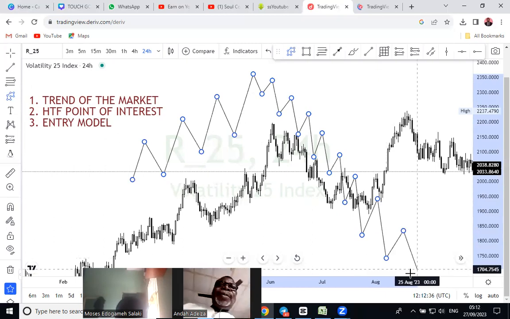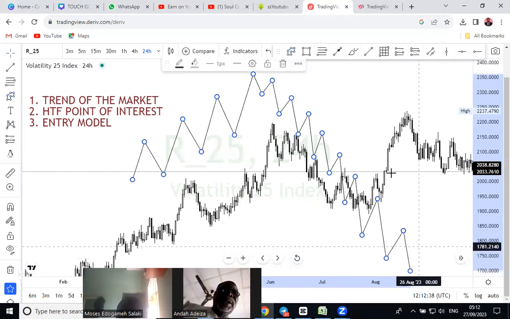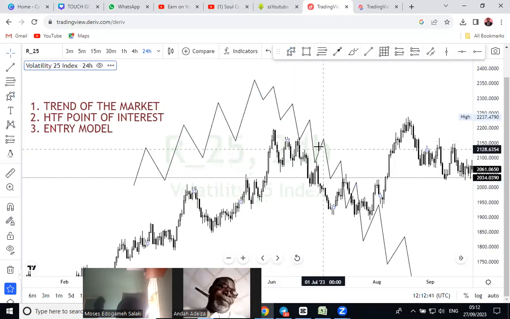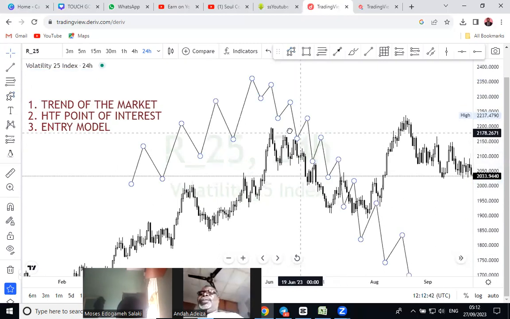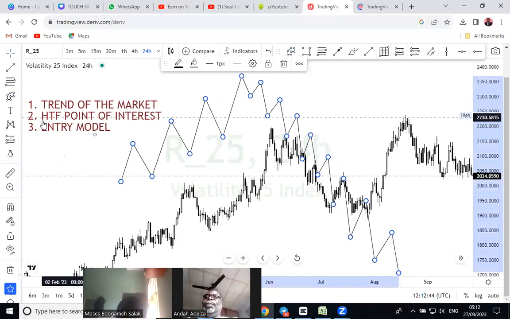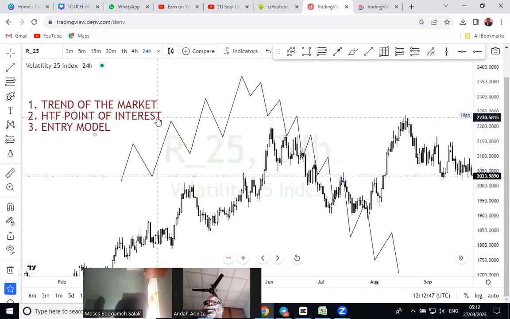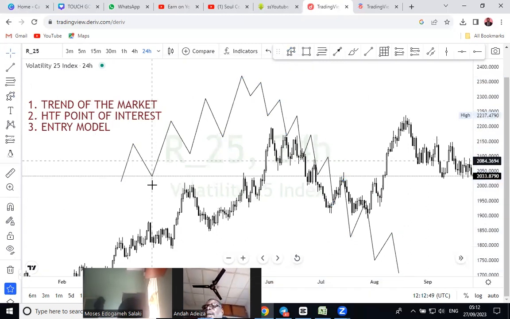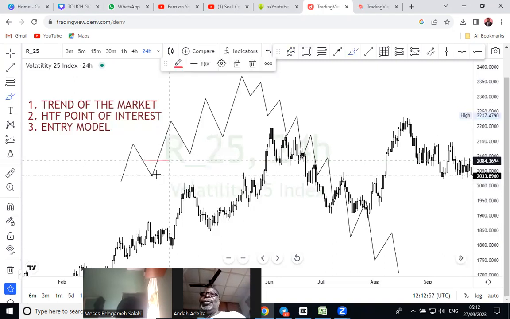Once you know the trend, then from there, you can now begin to go to the next question. What's the higher time frame point of interest? Now, what is the point of interest? If price is going up like this, you want to only be buying when price comes back to this zone. That's the time you want to buy.